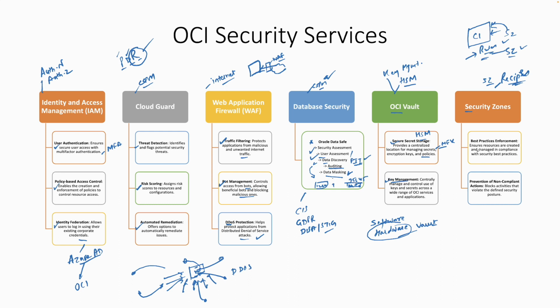It ensures that resources are created and managed in compliance with security best practices. So you can come up with your own set of security policies, your company's own security policies, and based on that you can come up with recipes, as I said. And very importantly, it will actually block the activity. Even if you are a super admin and you try to create a public bucket inside a compartment, it won't allow you, because it looks at that recipe and sees whether you are allowed or not. Even as an admin, if you're doing something which is not part of the security zone, it will block that activity because it violates the defined security posture.